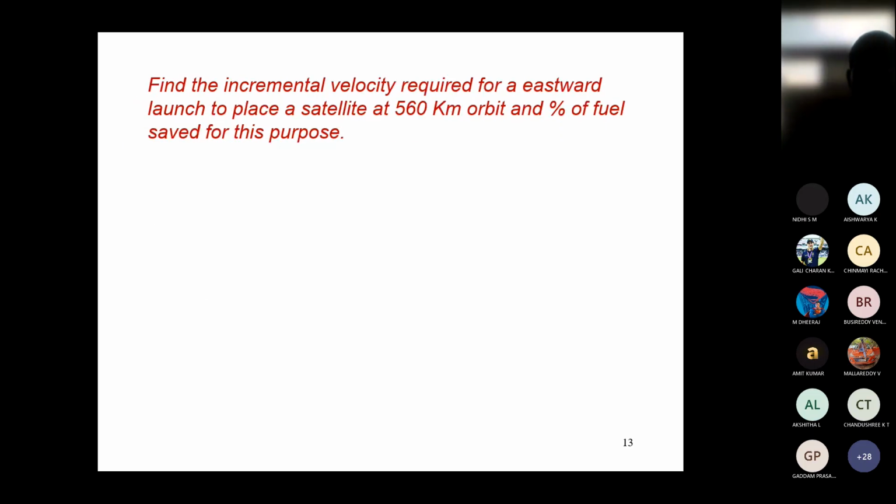So now it's a numerical question. Find the incremental velocity required for an eastward launch to place a satellite at a 560 kilometer orbit, and the percentage of fuel saved for this purpose. I want to launch a satellite in an easterly direction, and the satellite will be placed at an orbit of 560 kilometers above the surface of the Earth. We have to answer how much fuel we have saved by launching the satellite in the easterly direction.